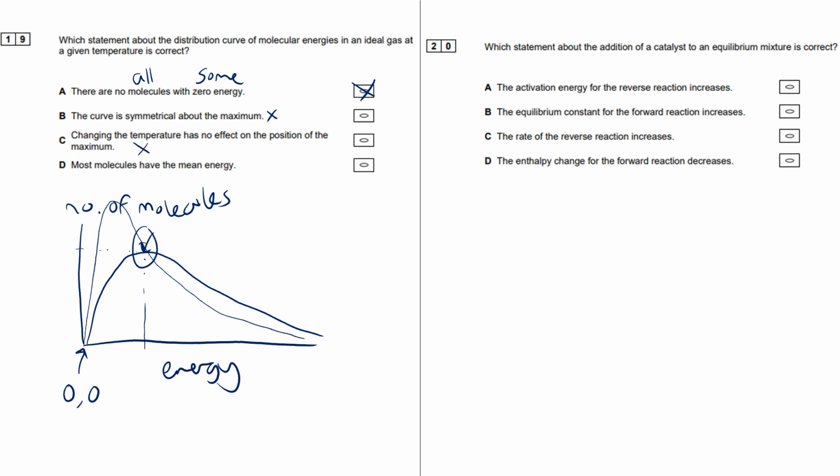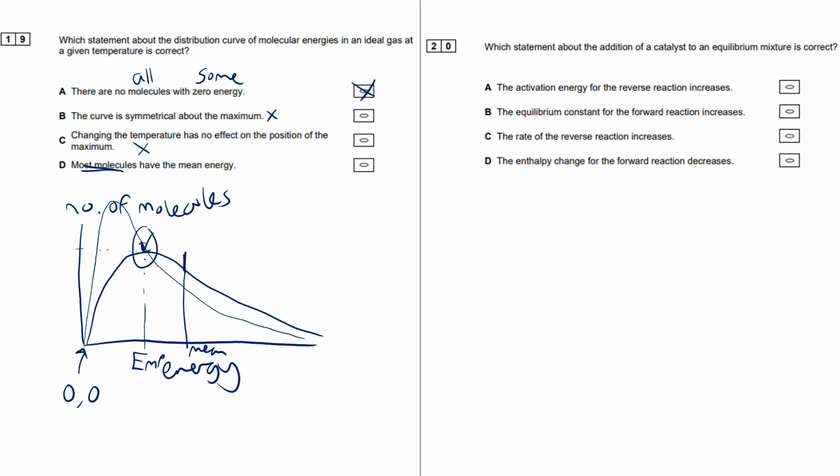Do most molecules have the mean energy? Well, the most probable energy is in line with the maximum or the peak of the curve. The mean energy is slightly to the right of that. So most molecules do not have the mean energy. It's slightly to the right of the maximum. Statement A is the only correct one.